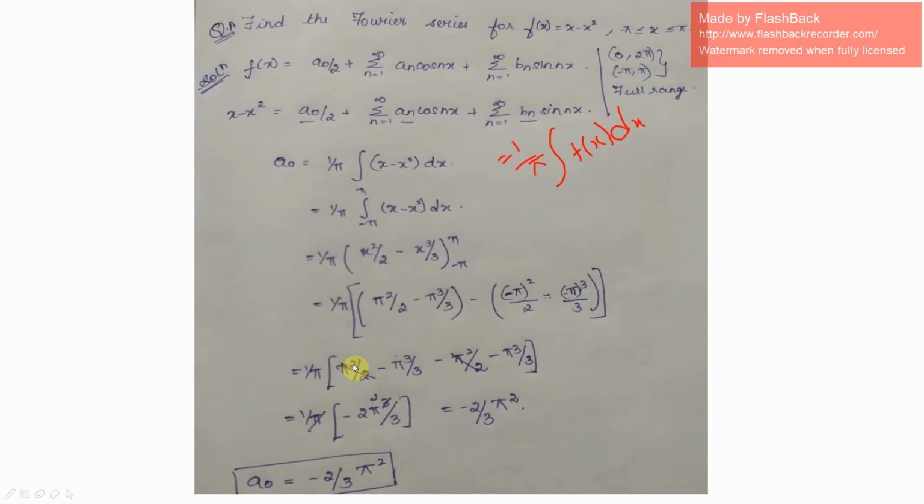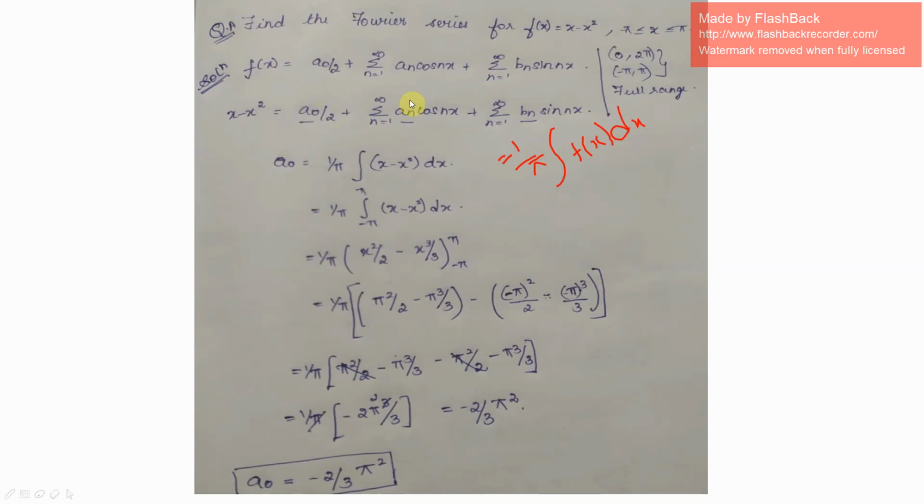Here you can see you have pi squared by 2 and minus pi squared by 2. So these two terms will get cancelled. So the remaining terms will be 1 by pi times minus pi cube by 3 minus pi cube by 3, which is minus 2 pi cube by 3. So one of the pi and one of the pi will get cancelled. So you will get your a0 to be minus 2 by 3 pi squared. Okay. So now we have finished finding a0.